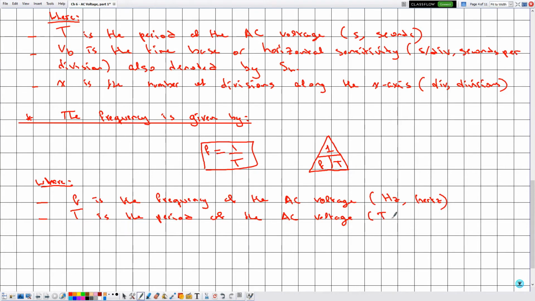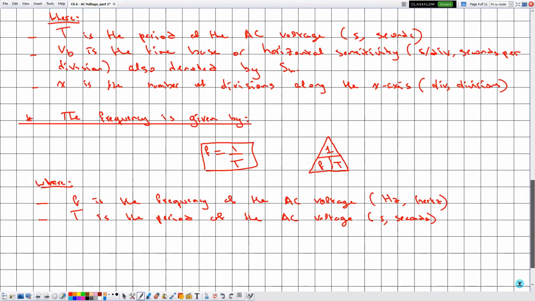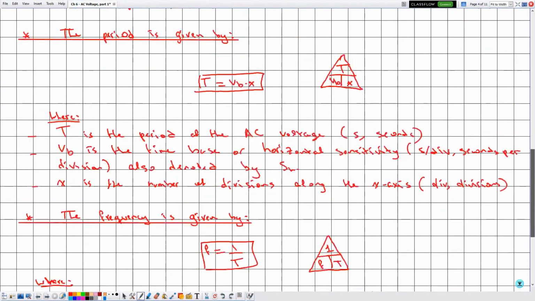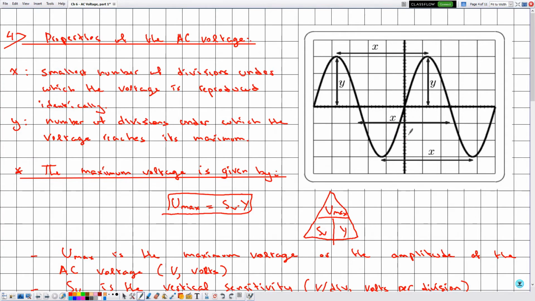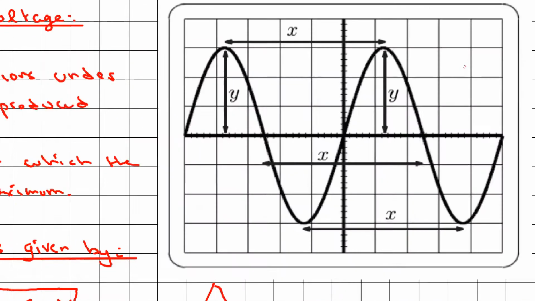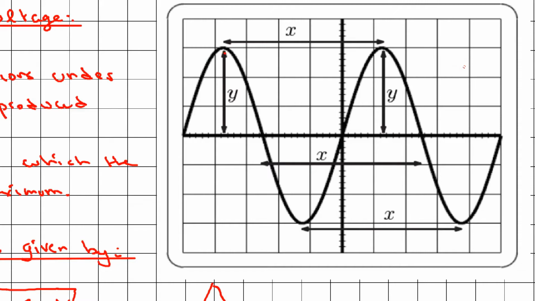And the period is given in seconds, its SI unit. Okay, so why do we talk about the frequency and the period in this case? What's the period? The period is the time taken for the voltage to repeat itself. And recall that X was given by the number of divisions in order for the voltage to repeat itself.